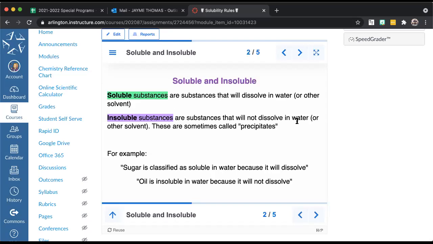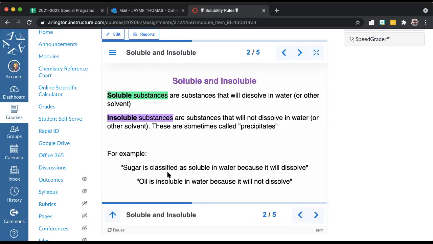Insoluble, they will not dissolve. I said sometimes they're called precipitates. So if you see the word precipitate, insoluble, those are synonyms. Insoluble and precipitate both mean it will not dissolve in water. So that means it's going to stay a solid and you're just going to see little particles sink to the bottom. Soluble, they will dissolve in water. A lot of times we'll say they're aqueous, because aqueous means that it's going to dissolve and make an aqueous solution in water.